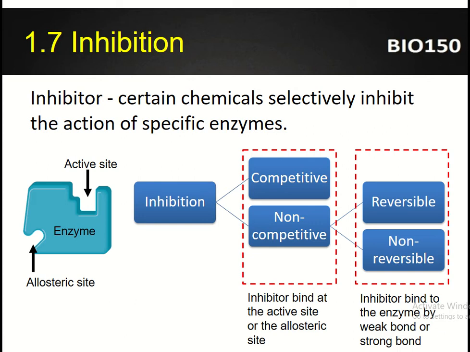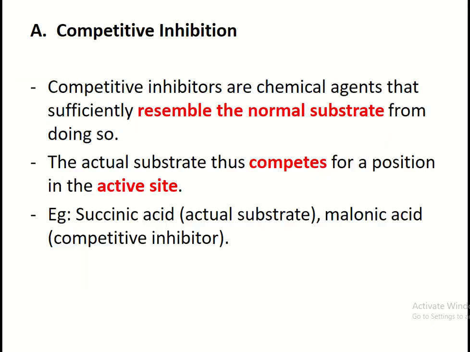Okay, and bear in mind that all competitive inhibition is a reversible process. So let's look one by one. The first one is competitive inhibition. Competitive inhibitors are chemical agents that sufficiently resemble the normal substrate. So meaning to say, the competitive inhibitor has quite a similar shape to the normal substrate of the enzyme.